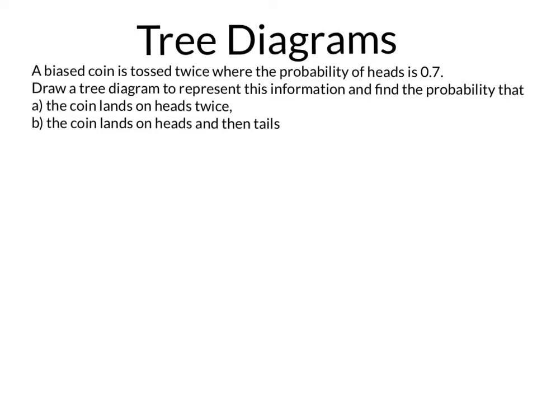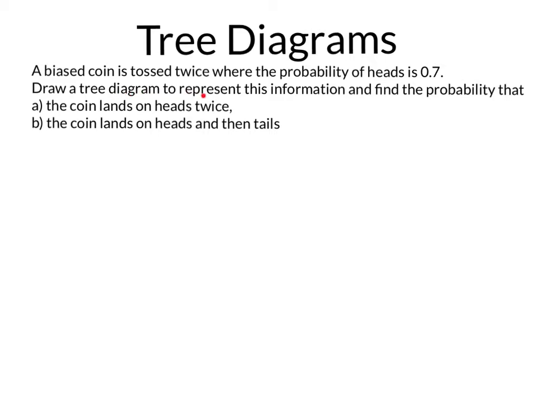In this video, we're going to study tree diagrams. Tree diagrams are a very good way to represent probabilities when there's more than one event, so 2 events or possibly 3. A biased coin is tossed twice where the probability of heads is 0.7. So you can see here we've got a coin being tossed, but it's tossed twice, so there's 2 events, and that's why we're going to use a tree diagram.